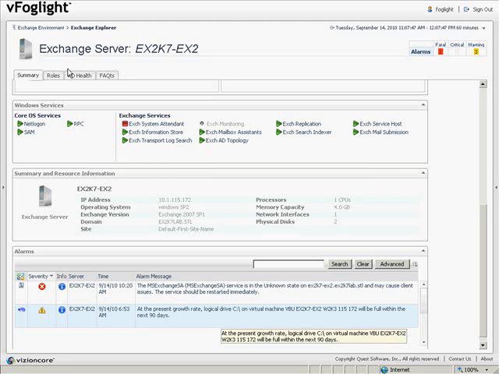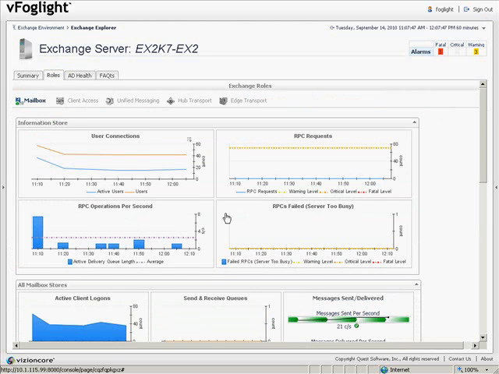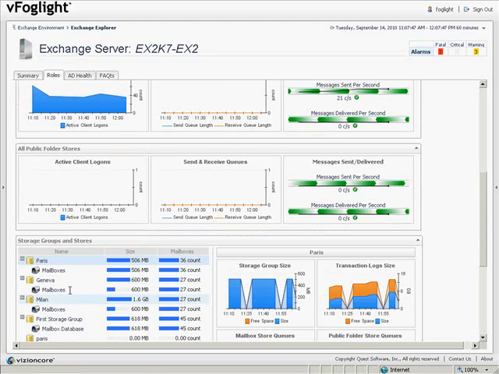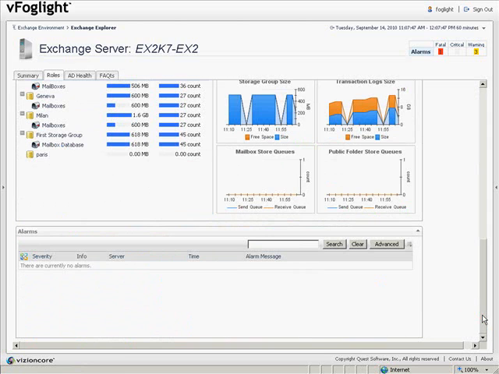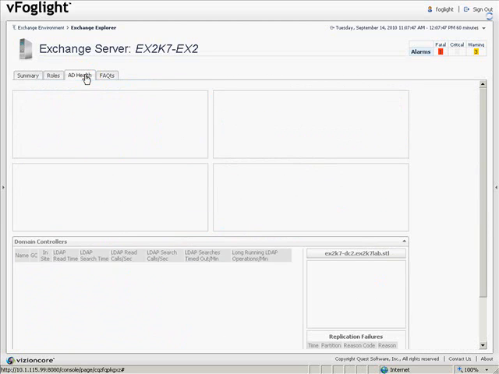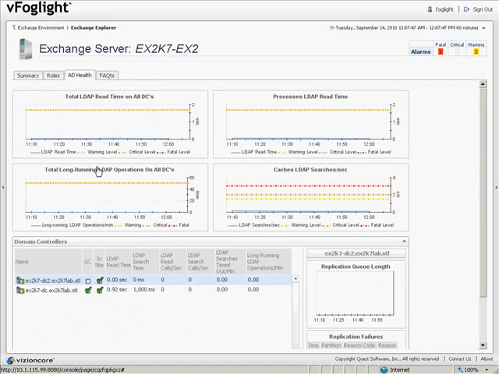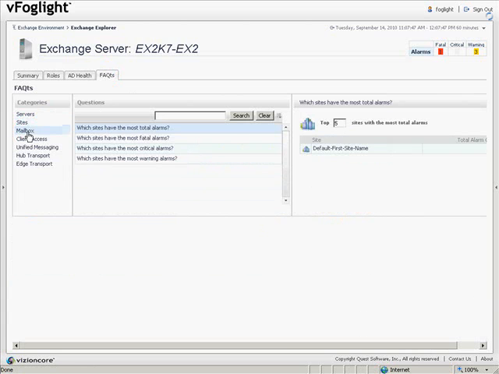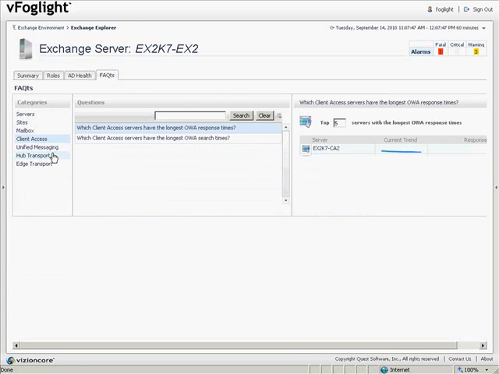Looking at the other tabs that exist for this Exchange server, we can see information about roles, we can see information about storage groups and stores and different sites. We can see information about Active Directory health, information about the domain controllers, as well as frequently asked questions about servers, about sites, about mailboxes, about client access, and other types of services that exist in this environment.